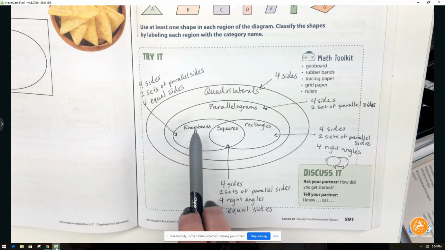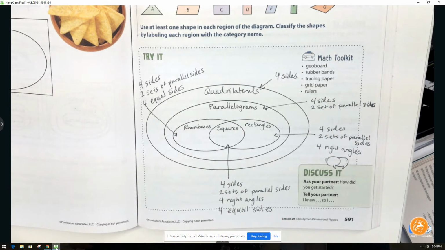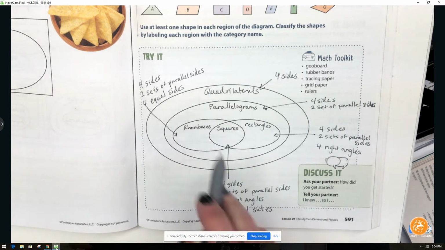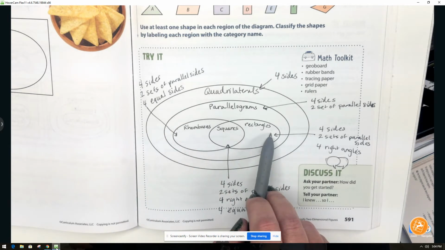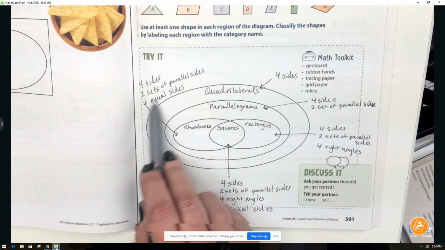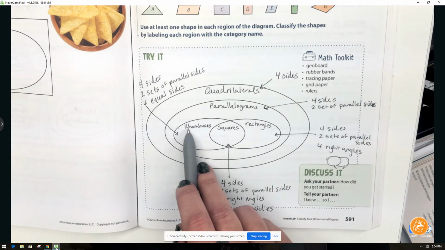Rhombuses, can rhombuses ever be called a rectangle? No, they cannot. Because what is it that rhombuses have that rectangles do not? That's right, 4 equal sides. What do rectangles have that rhombuses do not?